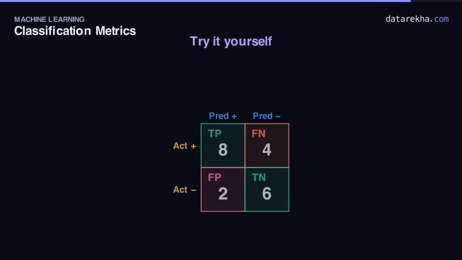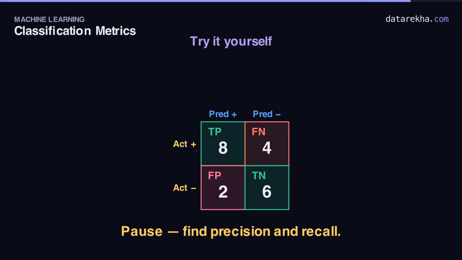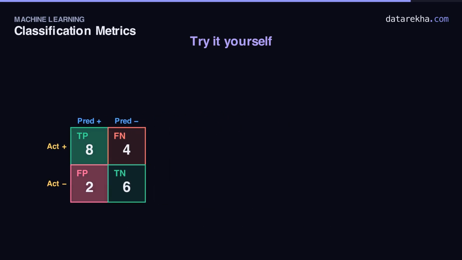Your turn. Here's a small confusion matrix: 8 true positives, 2 false positives, 4 false negatives, 6 true negatives. Pause the video right now and work out the precision and the recall yourself before I do. I'll wait. Here's the answer.